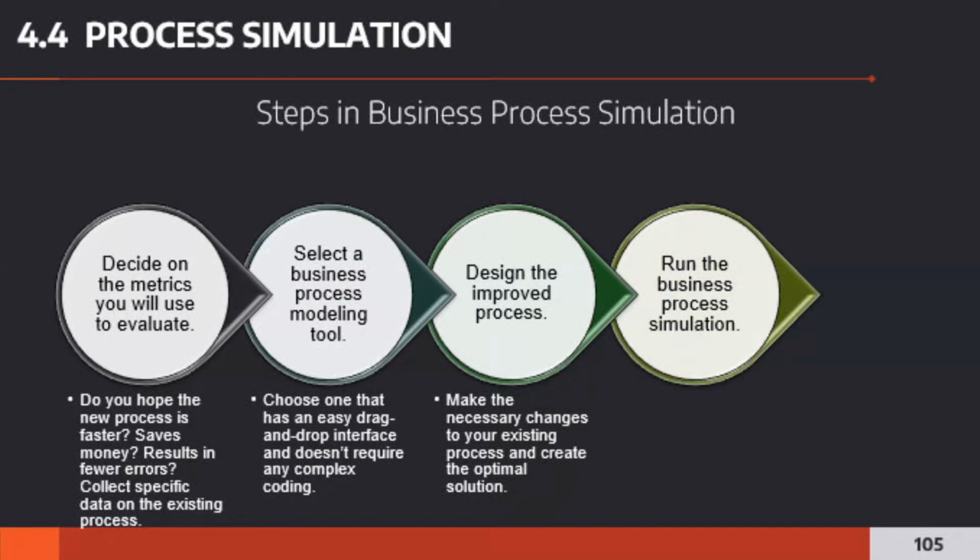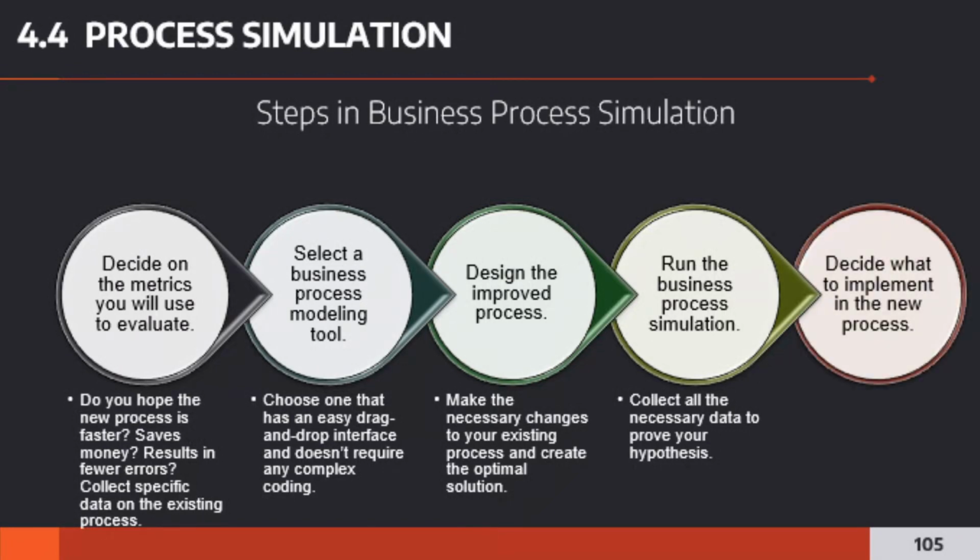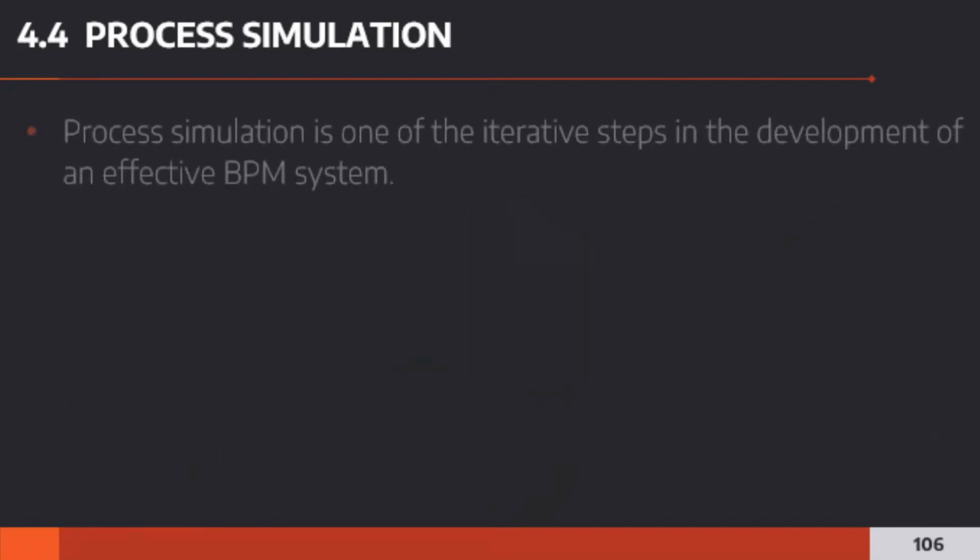The fourth is to run the business process simulation. Collect the necessary data to prove your hypothesis. Then, of course, decide what to implement in the new process. Make any changes to your existing processes based on the results so you can actually move them. This is what it's all about.